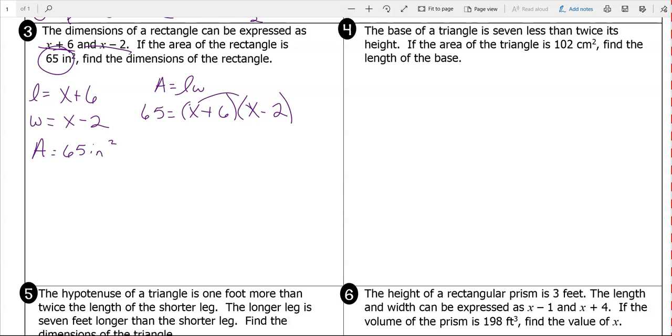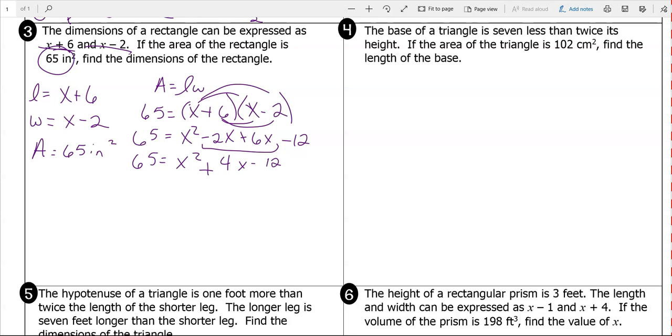All right, so x times x equals x squared. X times negative 2 is negative 2x. 6 times x is 6x. And 6 times negative 2 is negative 12. All right, and that's all equal to 65. And then we're going to combine like terms. So 65 equals x squared minus 2x and positive 6x are like terms, so plus 4x minus 12. And then we need it set equal to 0, so we're going to subtract 65 from both sides. And then 0 equals x squared plus 4x minus 77.